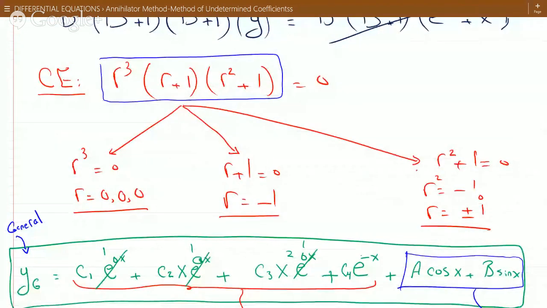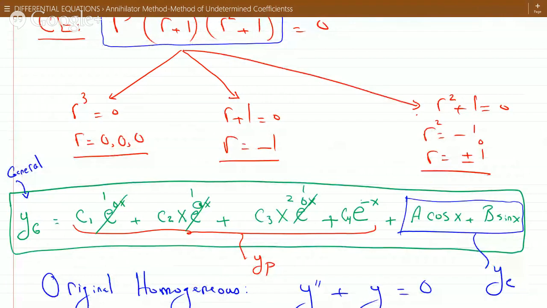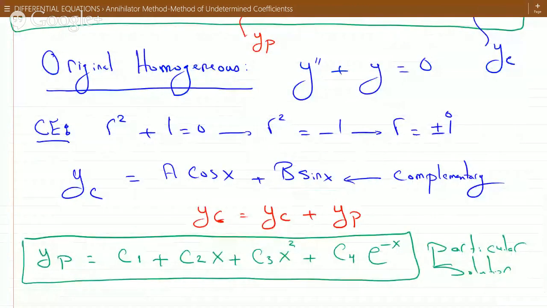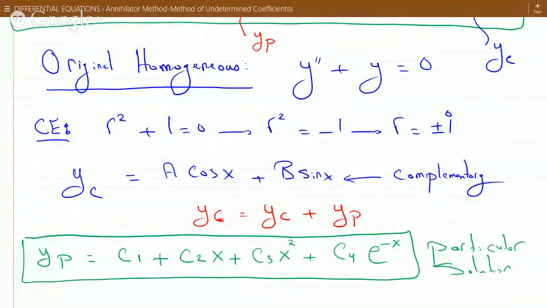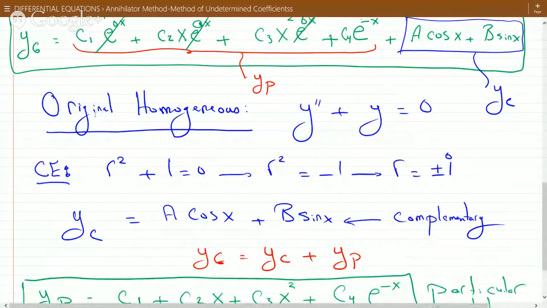You get your roots, you write your y general corresponding to what these roots are. You go back to the original, you solve the homogeneous by setting the right hand side to 0. You get the complementary characteristic equation, just like we were doing. You get the complementary. You take the complementary out of the general, you get your y particular. Y complementary has to be a piece of y general, otherwise you've done something wrong. So this summarizes the annihilator method used with the method of undetermined coefficients.